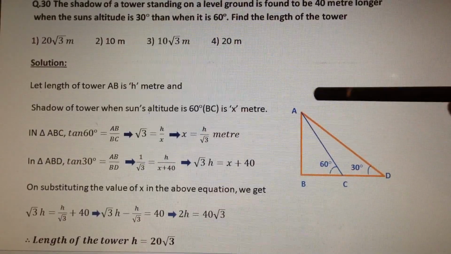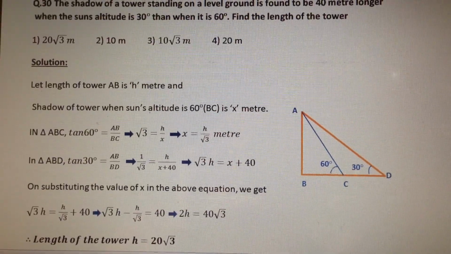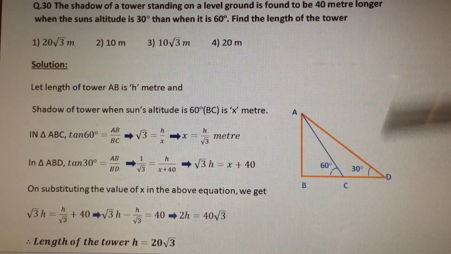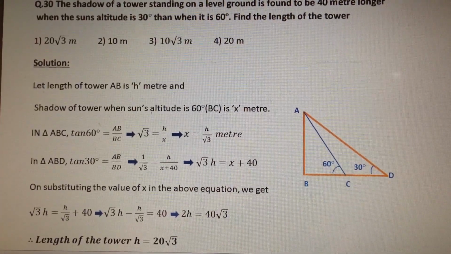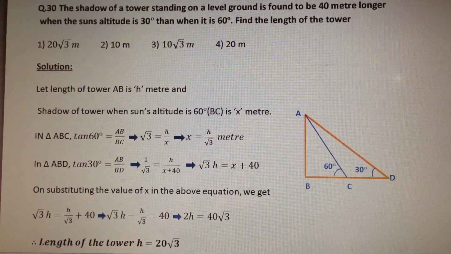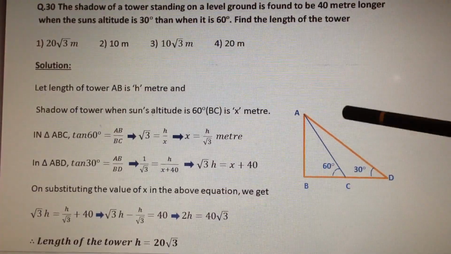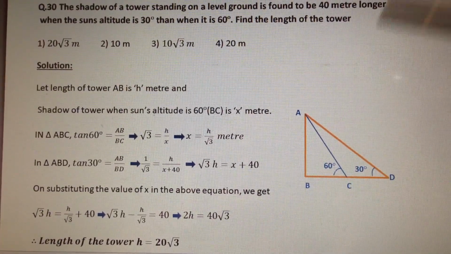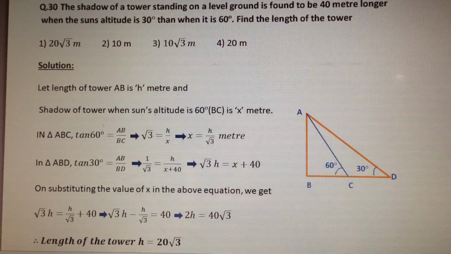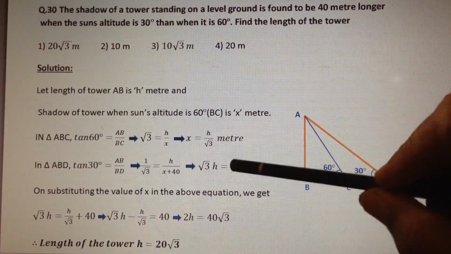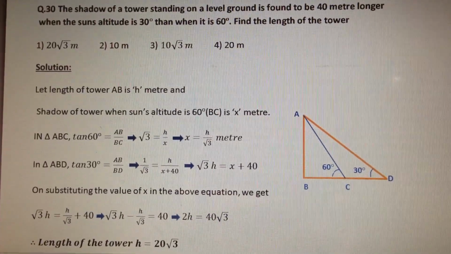In triangle ABC, tan 60 is equal to AB by BC. We know the value of tan 60, which is root 3. Therefore, root 3 is equal to h by x. AB is h, BC is x. Therefore, x is equal to h by root 3 meters.